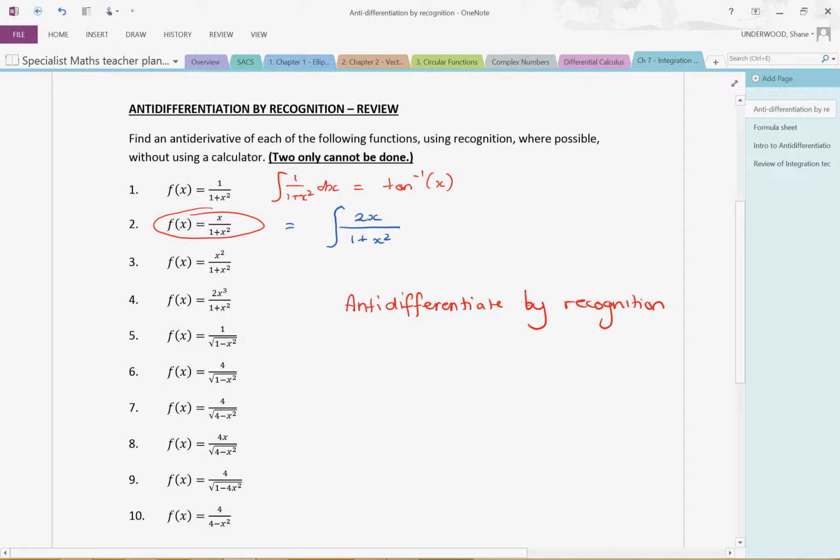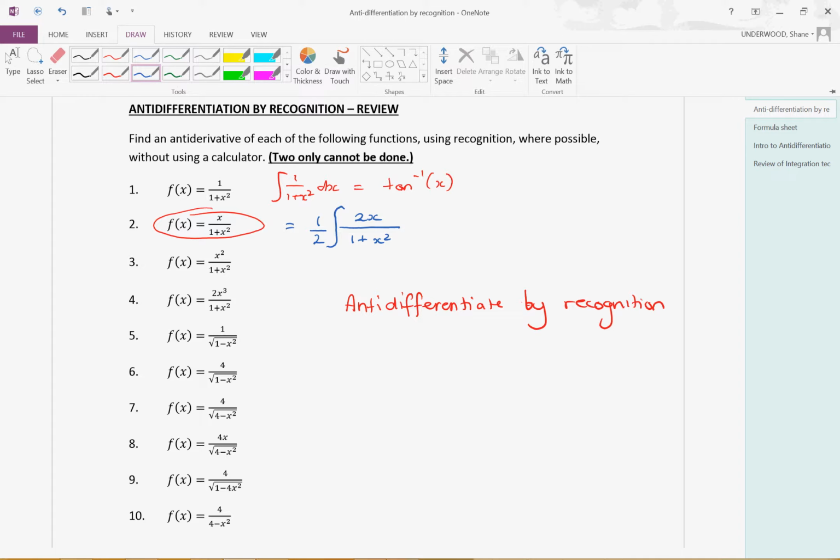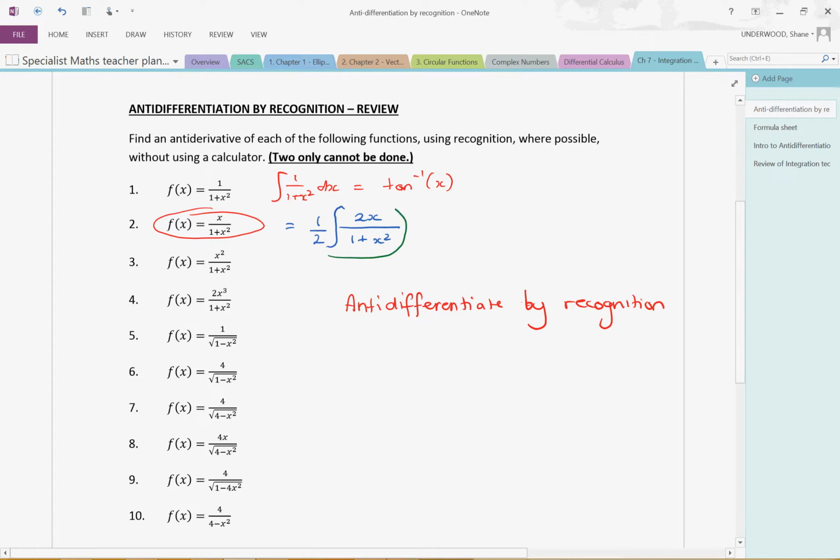So, what's the derivative of 1 plus x squared? It's 2x, but I had x, so I have to put out a half, don't I? Okay, yes. So now we've done that. This isn't off the formula sheet anymore, is it? Because it doesn't exist. But I can tell you that g dash of x in this case is equal to 2x, and I can say that g of x is equal to 1 plus x squared.